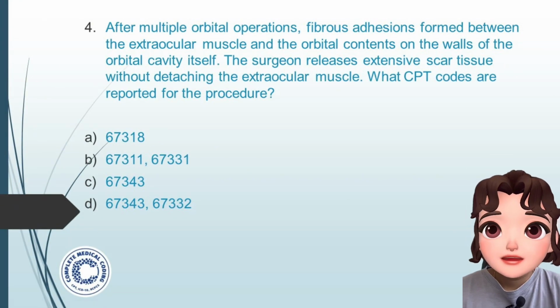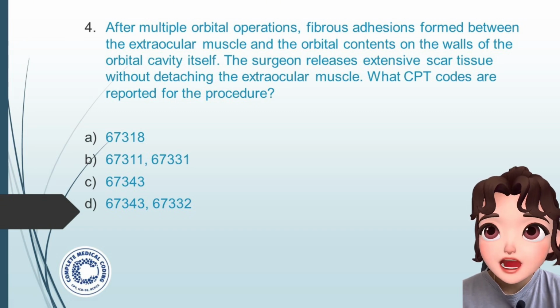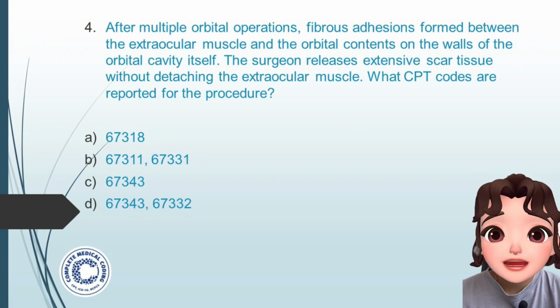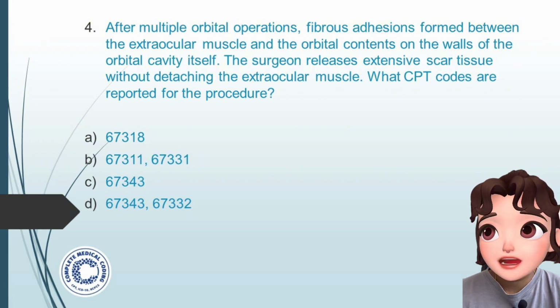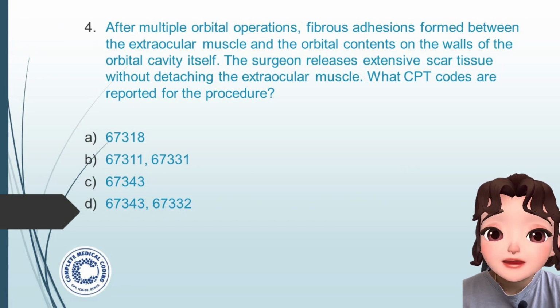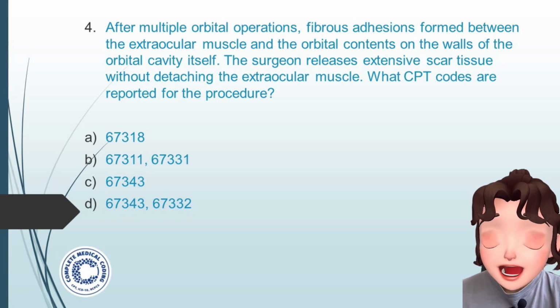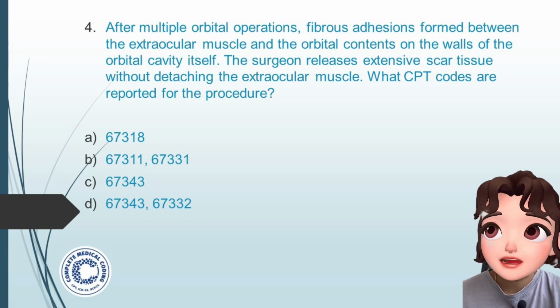Now moving on to the fourth question. After multiple orbital operations, fibrous adhesions formed between the extraocular muscle and the orbital contents on the walls of the orbital cavity itself. The surgeon releases extensive scar tissue without detaching the extraocular muscle. What CPT codes are reported for the procedure? Okay, so here what is the procedure? Releasing of extensive scar tissue. That is the procedure done here.